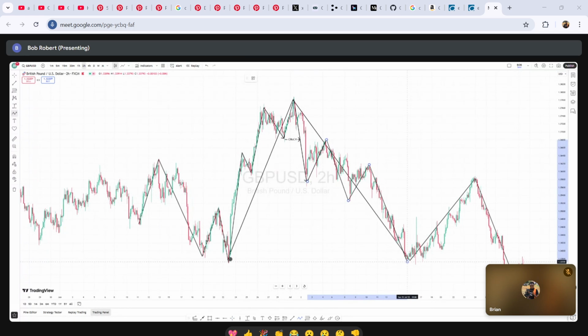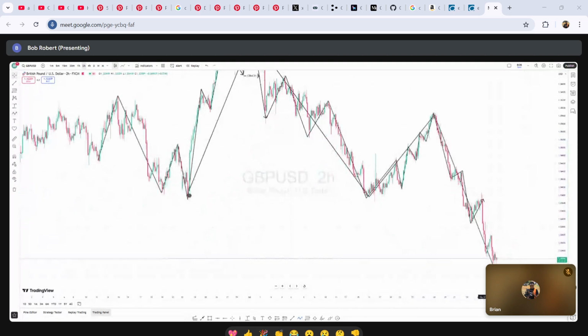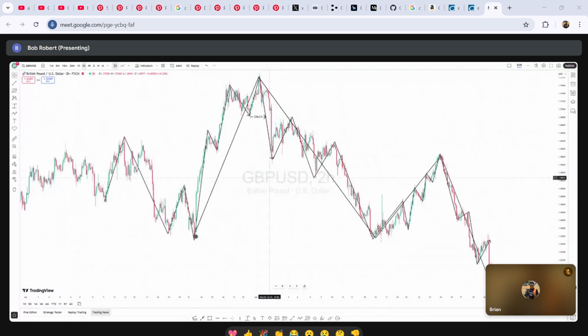So the correction imeanza kubai, so lazima itakuwa na break of structures za kupanda like that hivi. Then correction imeisha, tunaanza kushuka like this kwa hivi. So inaendelea kushuka namna that. Sawa? So this is how it looks like. Are we good? So do we have any question?